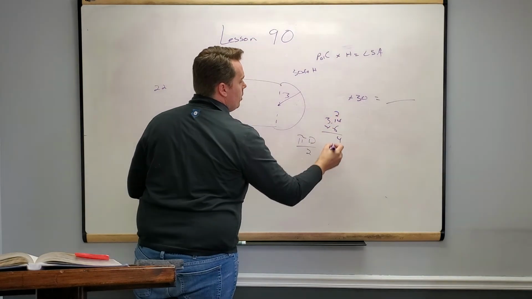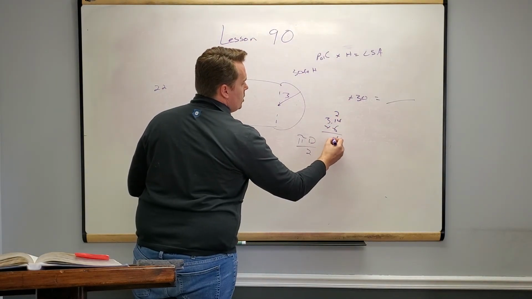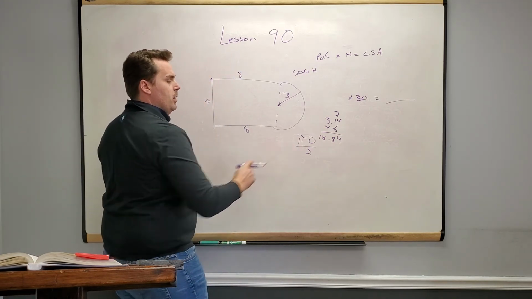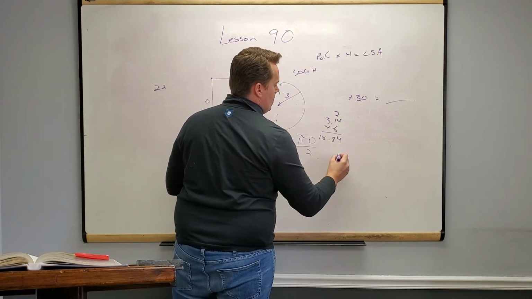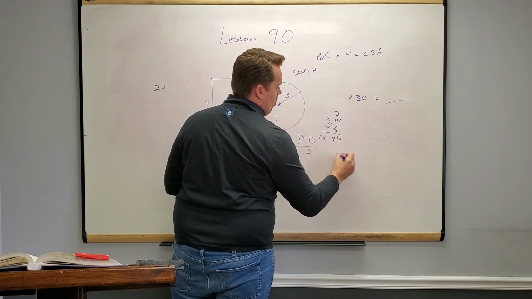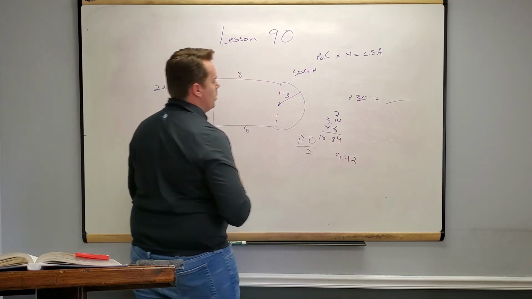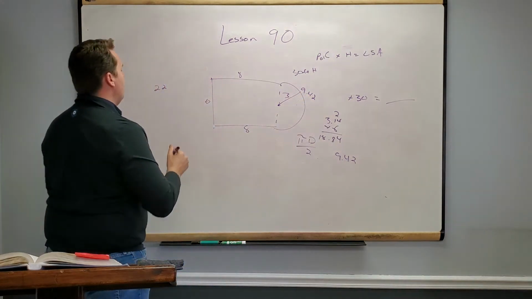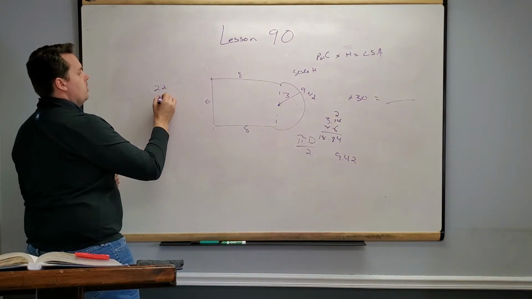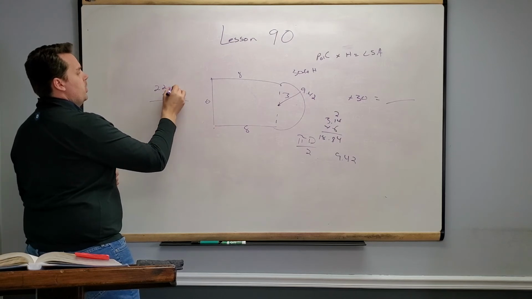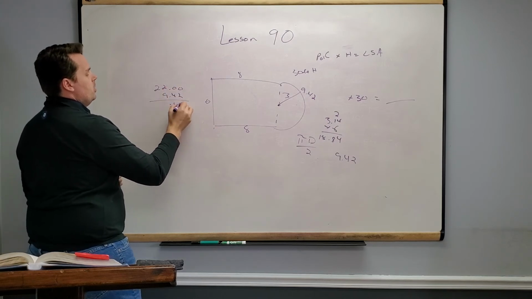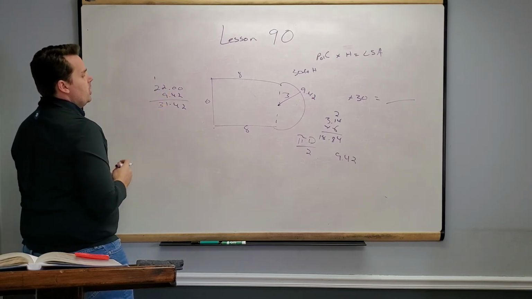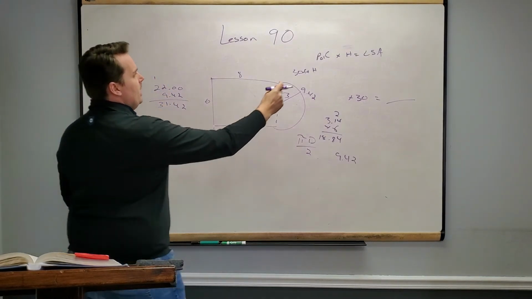6 times 4 is 24. 6 times 1 plus 2 is 8, and 6 times 3 is 18. Not done yet. Don't forget to divide by 2. Half of 18 is 9, half of 8 is 4, and half of 4 is 2. So I've got 9.42. I'm going to add that to my 22, the distance around so far. 9 plus 2 is 11. 2 plus 1 is 3. That's 31.42. That's the circumference.